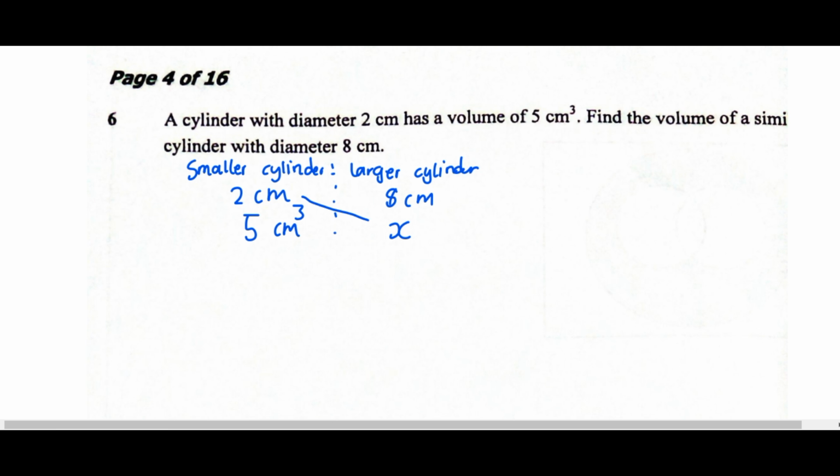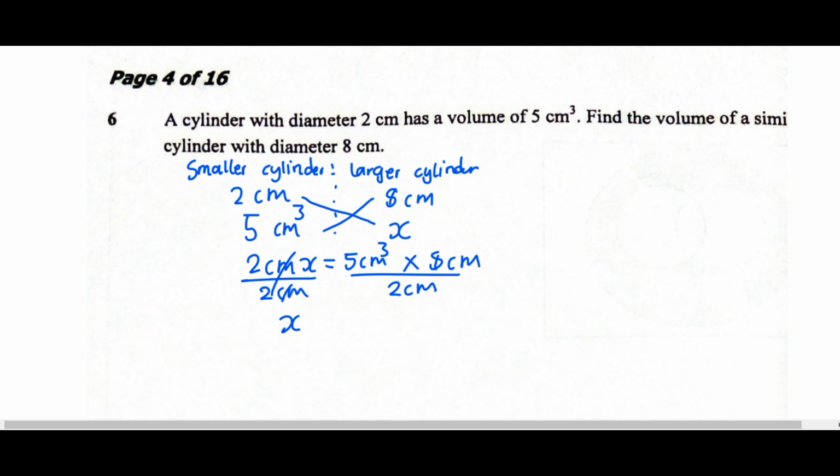It's okay. So we can go direct by cross multiplying. So we know that 2 centimeters times x will give us 2 centimeters x. Then here we have 5 centimeters cubed times 80 centimeters. So we can divide by 2 centimeters here, also 2 centimeters here, so that this centimeter can cancel. 2 into 2 is 1, 2 into 8 is 4, 4 times 5 will give us 20 cubic centimeters.